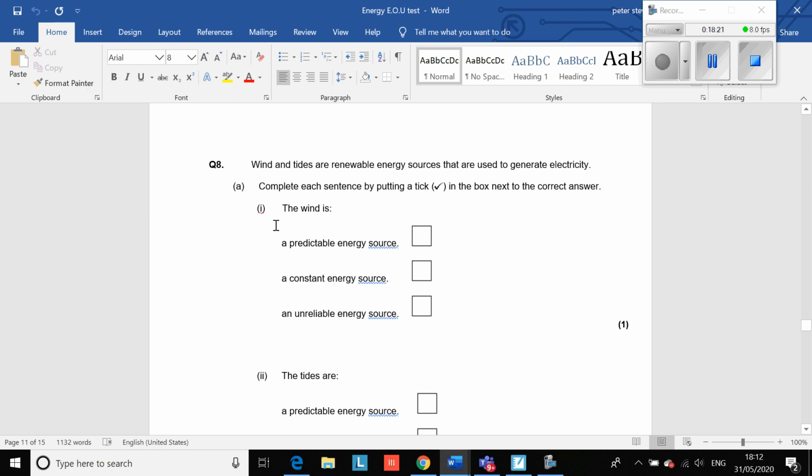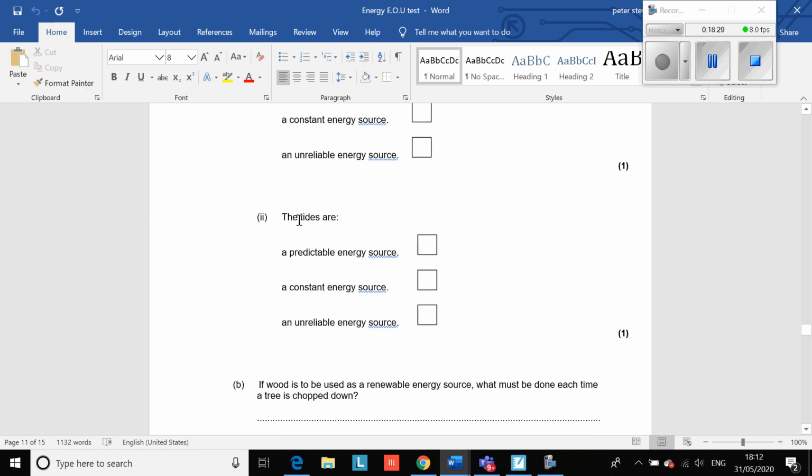So the wind is an unreliable energy source. We don't know when the wind is going to blow, so we can't constantly rely on it. The tides are a predictable energy source. We know when the tides are going to come in and out. We've studied them. We know exactly when they are. They're not constant, they're not always in and out, but we do know when they are. Okay, so that's why they're predictable.